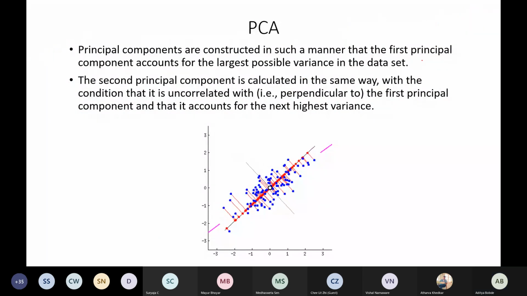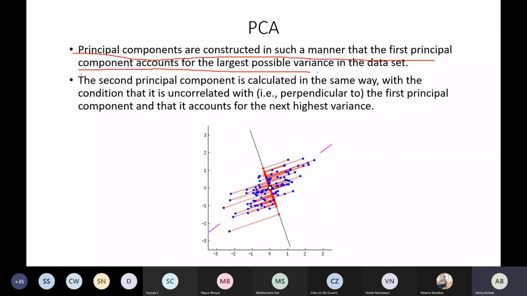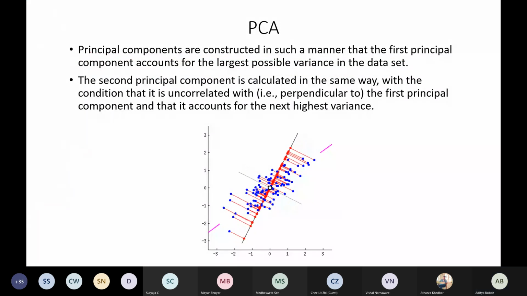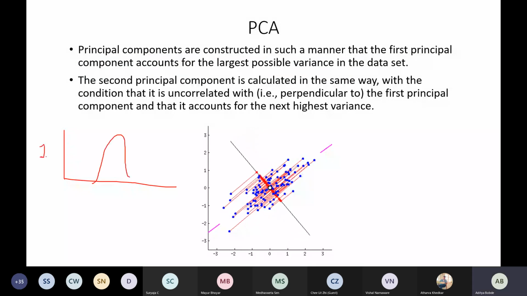PCA is constructed such that the first principal component has the largest possible variance. And what I have told you, variance is the spread of the data. Here, of course, my variance is less. Let me give you an example. These are the two plots. This is plot number 1, and this is my plot number 2.